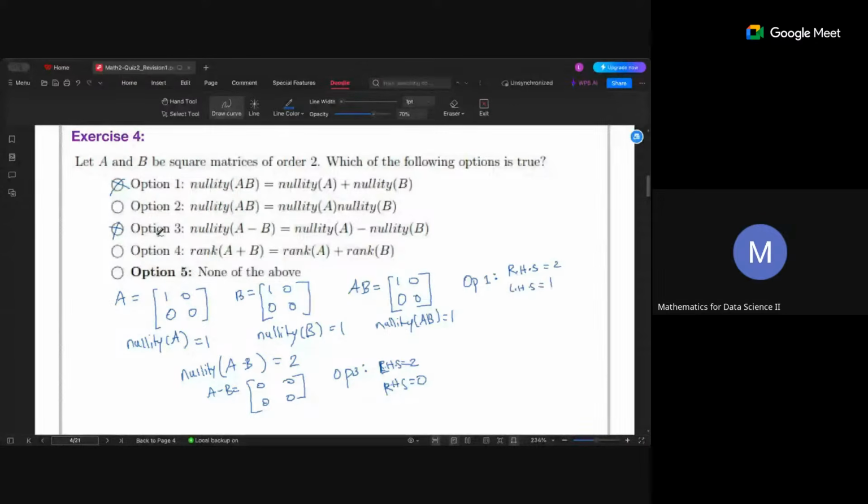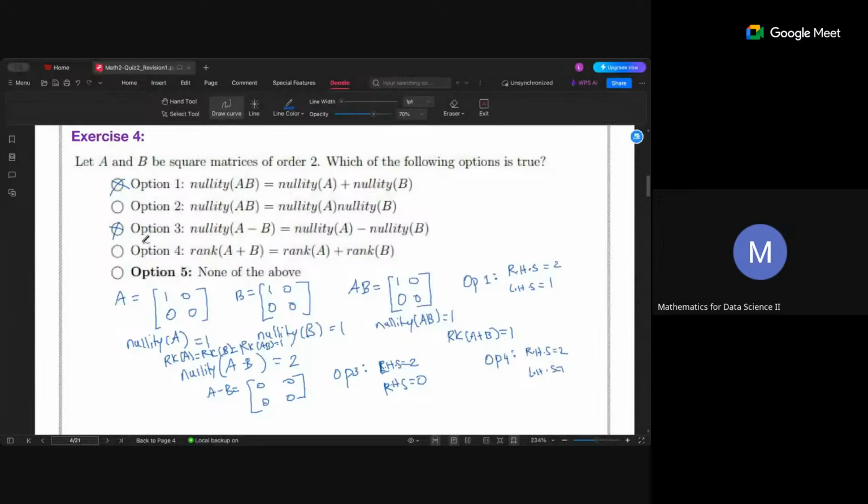What about option 4? Can we use this? Okay, so you know that rank of A is 1, rank of B is also 1, rank of AB is also 1. Right? So rank of A plus B is also 1. So for option 4, you can see that the RHS is actually 2 and your LHS is 1. So this will not work. And what about option 2? Again, we need some examples.